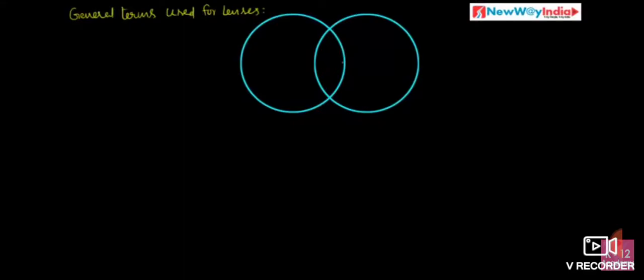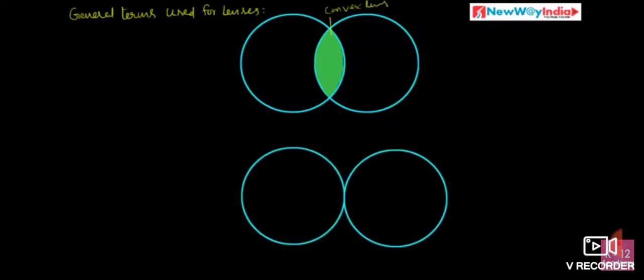Students, let us see this practically so you will understand better the terms that are used for lenses. What are the general terms for lenses? First, consider lenses. A lens is a part of a sphere. See, this is a sphere and this is another sphere, and the intersection part is called the lens. The lens is a part of a sphere. This is called a convex lens.